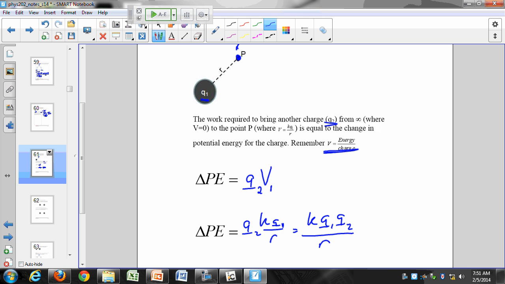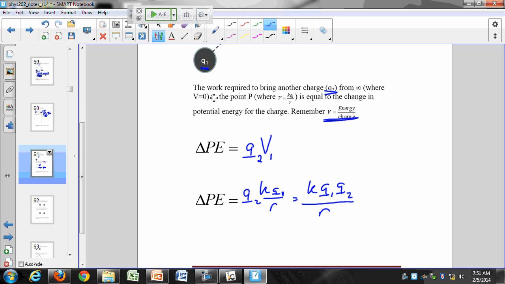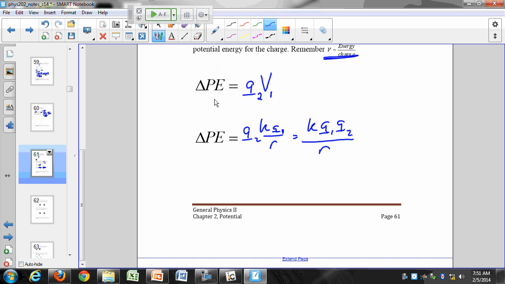All right. Now, if I want to bring in multiple charges, and you'll have a problem next where you do this. Let's say I have 3 charges that I want to bring into play. We'll call this Q1, Q2, and Q3. I can find the potential energy held by this collection of charges. That's going to be K Q1, Q3 over R.